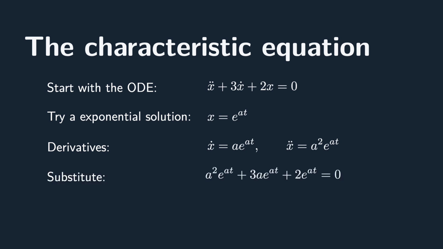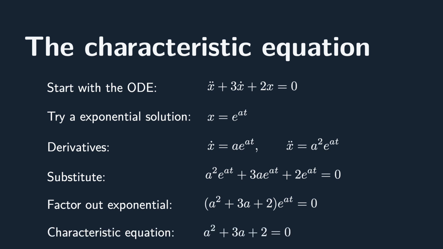So, after substituting into the differential equation, every term contains e to the at. We can factor that exponential term out. Since e to the at is never exactly 0 for any finite t, the remaining factor must be 0. That gives a squared plus 3a plus 2 equals 0, which is called the characteristic equation. Its roots give the values of a that appear in the exponential solution terms.